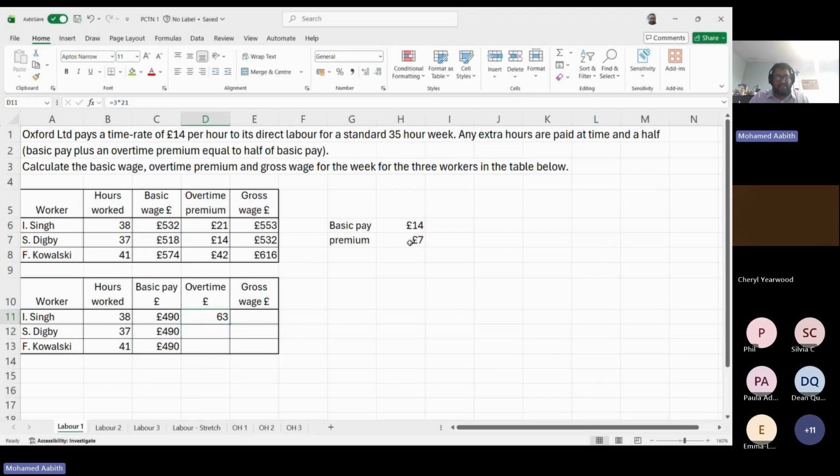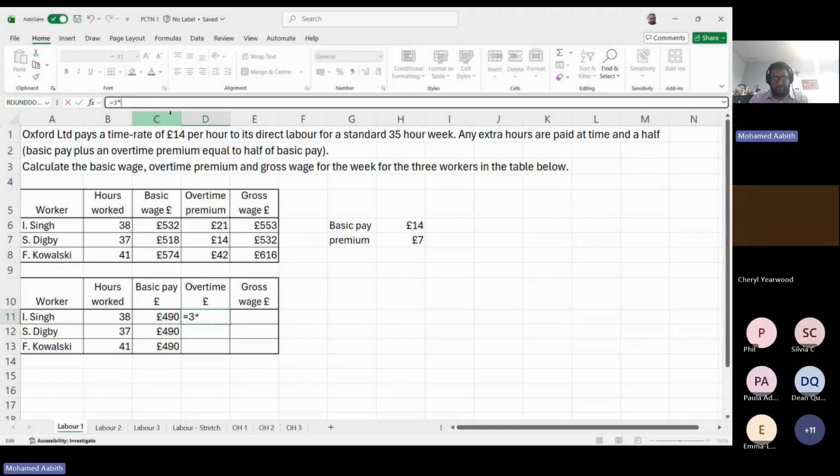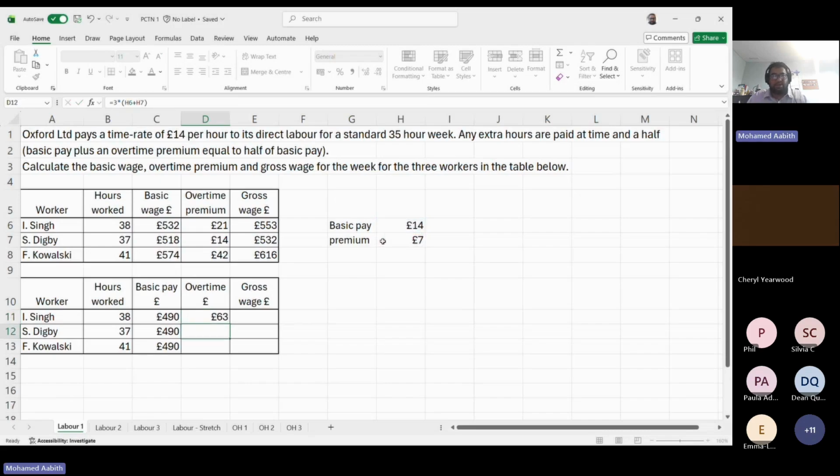So here, I'm going to say that plus that. I won't change that, 63 pounds there. And this one is going to be 2 hours, so it's going to be 2 times that plus that, because the basic pay plus the overtime, I should say basic rate. And the last one is going to be equal to 6 hours of overtime. So it's going to be 6 times that plus that amount, and it's 126.